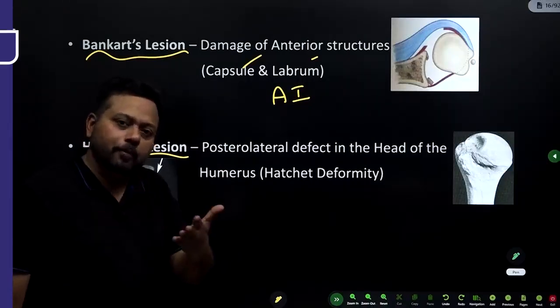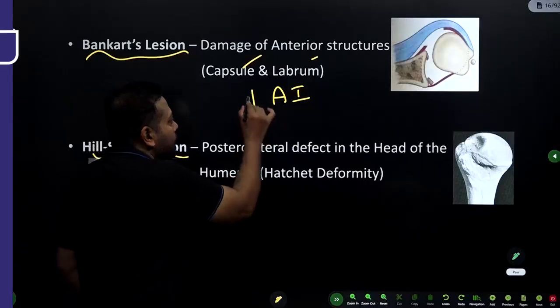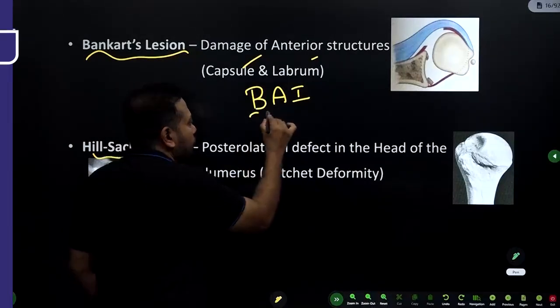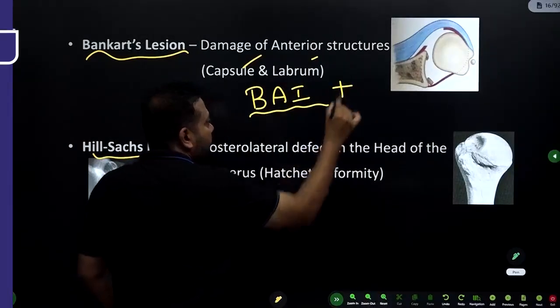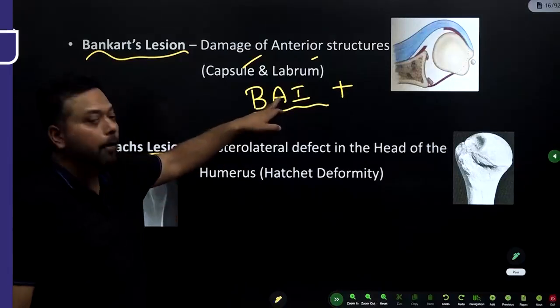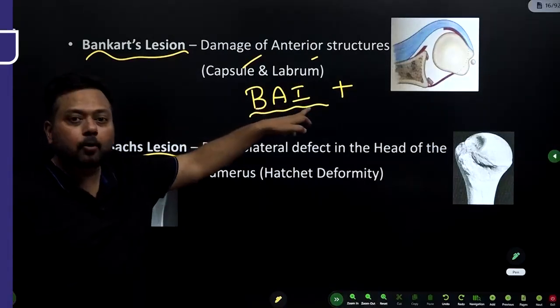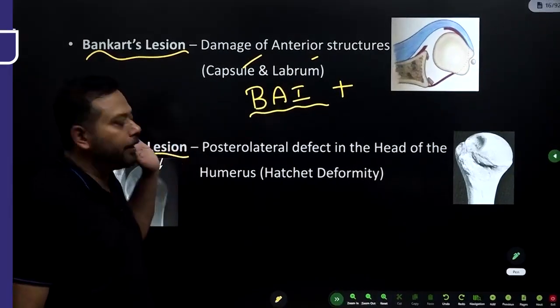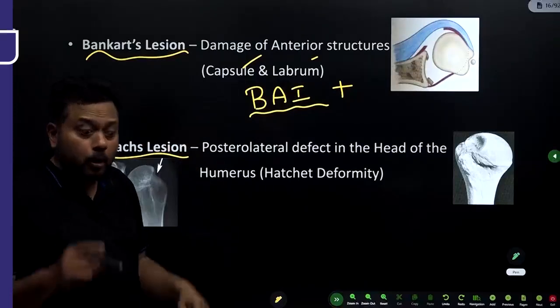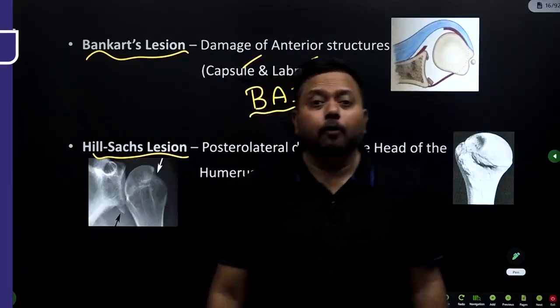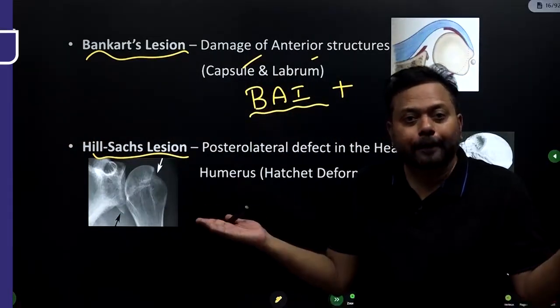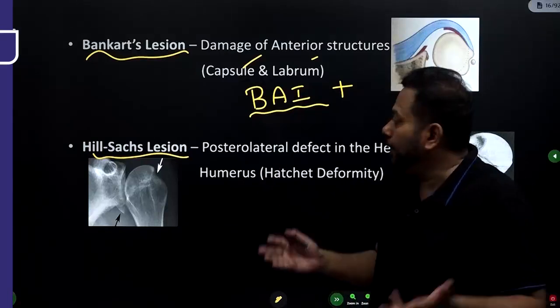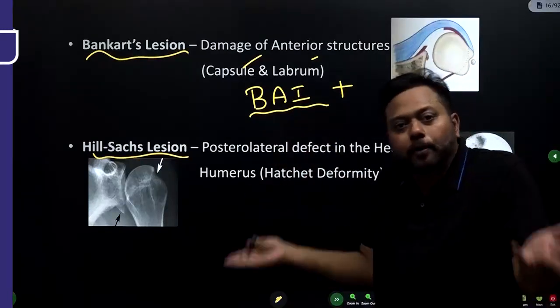So I used to give a mnemonic for our guys. Bankhart's starts with the letter B, so the mnemonic is BY: Bankhart's antero-inferior. You won't forget it in the exam. Since it's a soft tissue lesion, how can you detect this? MRI. Hill-Sachs lesion is a bony lesion.